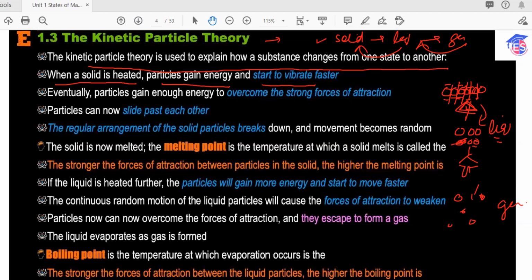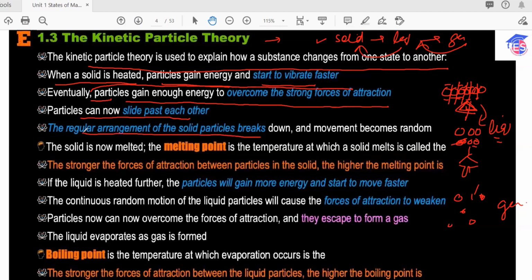So kinetic theory explains that when a solid is heated, particles gain energy and start to vibrate faster. Eventually, particles gain enough energy to overcome the strong force of attraction. Particles can now slide past each other. So the regular arrangement of solid particles breaks down and movement becomes random. It means they can move away from each other. The solid is now melted. It has become liquid. And the temperature at which the solid melts is known as its melting point.